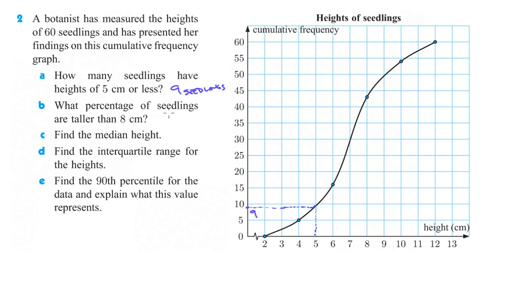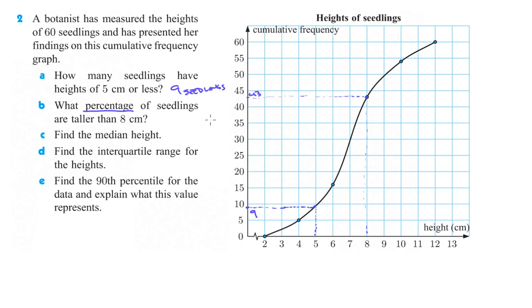On the second part, what percentage of seedlings are taller than 8 centimeters? So we go over to 8 right here, and we go up until we hit this nice little blue point, and go straight over here. That looks like it's at about 43. So 43 of the 60 are 8 centimeters or less.